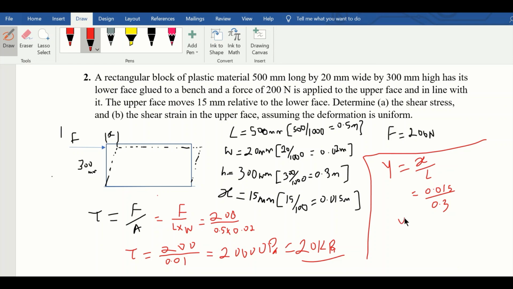So therefore my shear strain is 0.015 divided by 0.3, and that gives us 0.05. Now we can convert this to percentage. That gives us 5%. So that is our final answer.